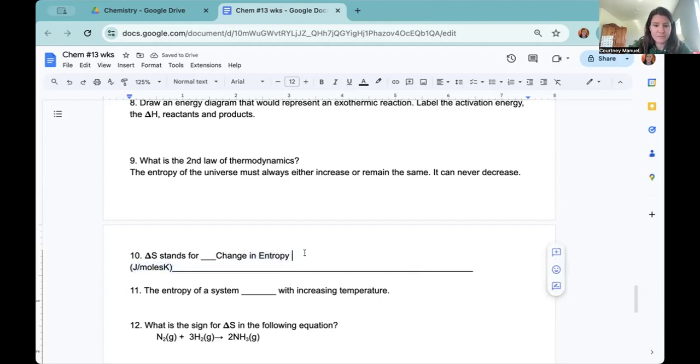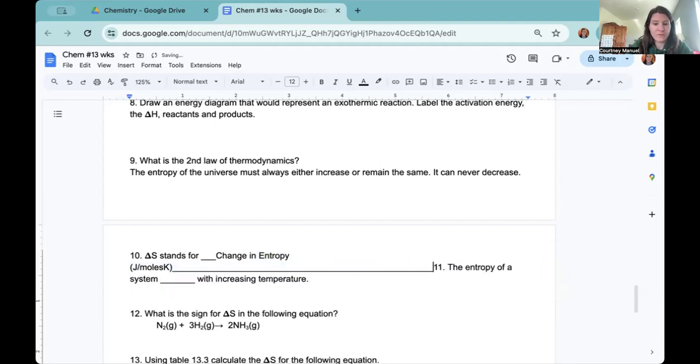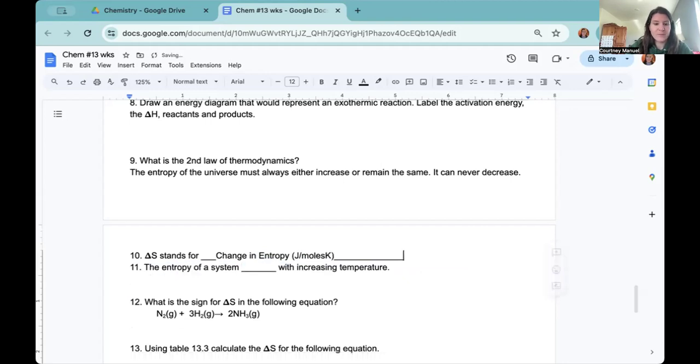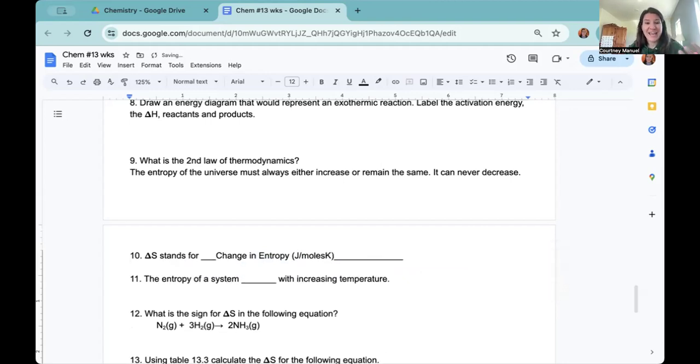And so this delta S is the change in entropy, which is measured in joules per mole Kelvin. I just don't like when the line goes below. So this entropy, this chaos, has to continue, and it gets worse and worse and worse.